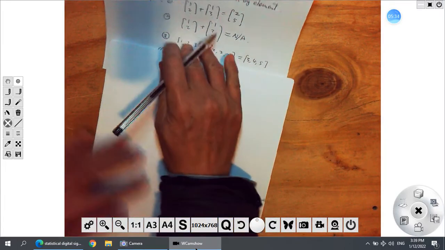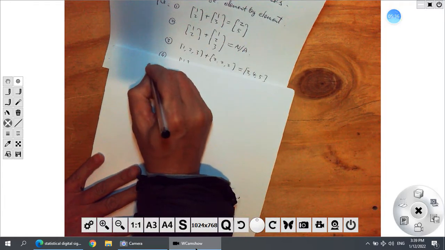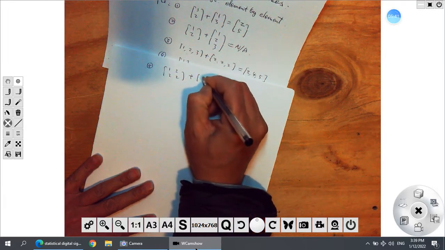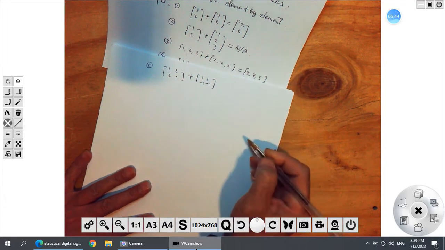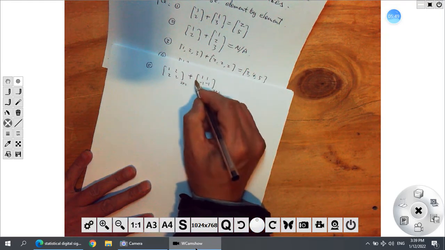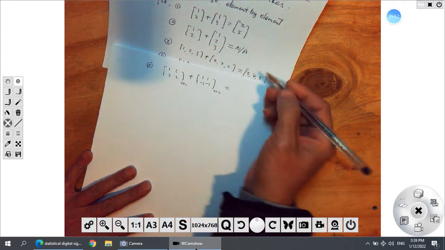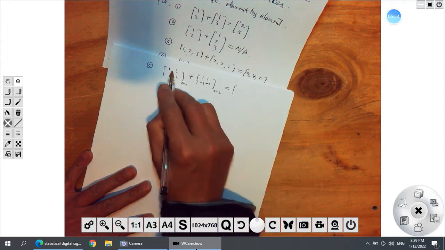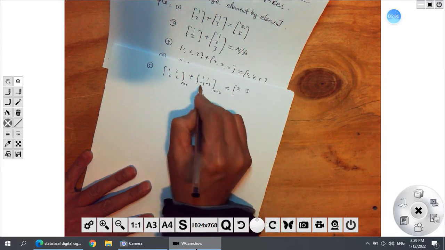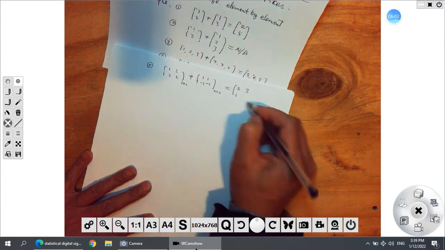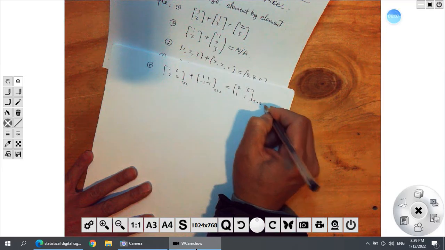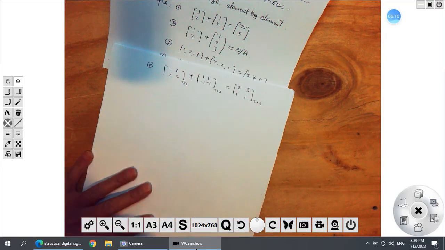And the matrices are the same thing. Matrix [1 2; 3 4] plus [1 1; -1 -1]. I have two matrices, right? Both are 2 by 2, 2 rows and 2 columns, same size. So we can do the summation element by element. So 1 plus 1, I get 2. 2 plus 1, I get 3. 2 minus 1, I get 1. 2 minus 1, I get 1 again. So we can do the summation like this. If the sizes are different, you cannot do the summation.